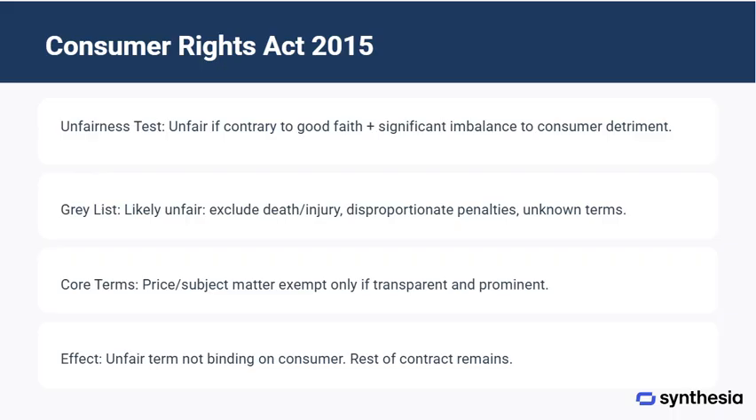CRA 2015, stronger consumer protection. Unfairness equals good faith plus significant imbalance. Grey list examples: core terms exempt if clear, unfair term is removed but contract otherwise stands.